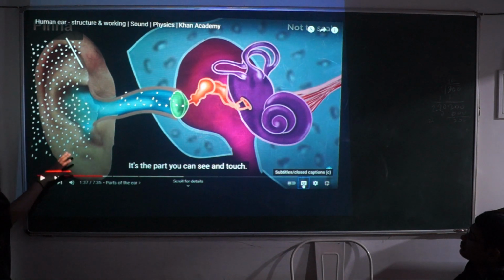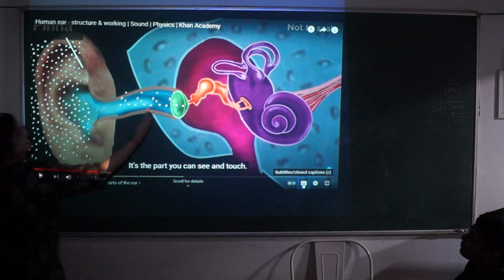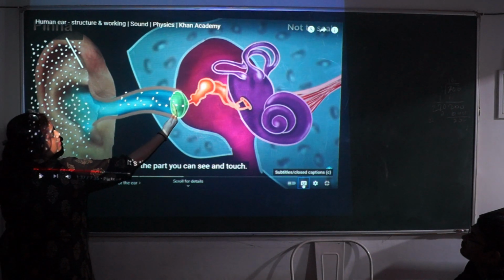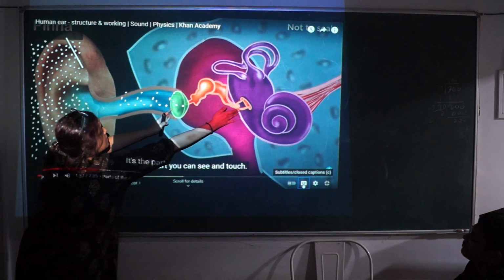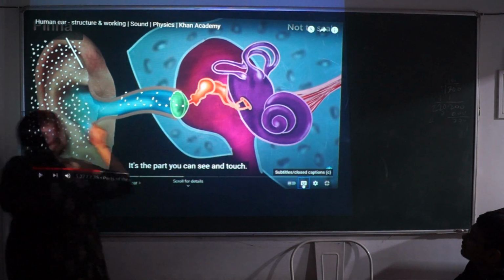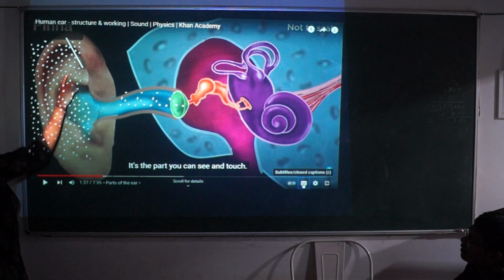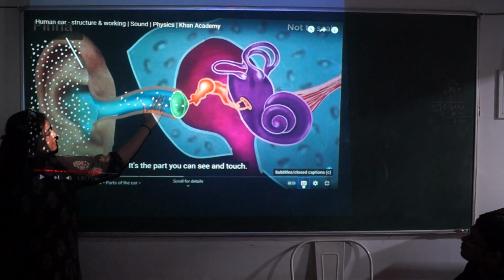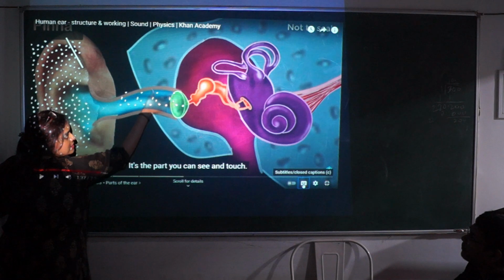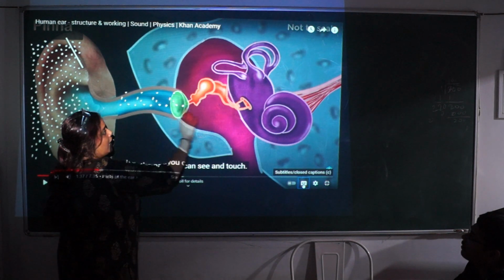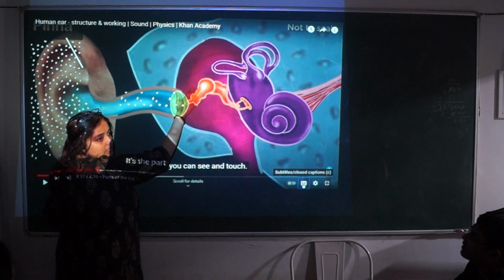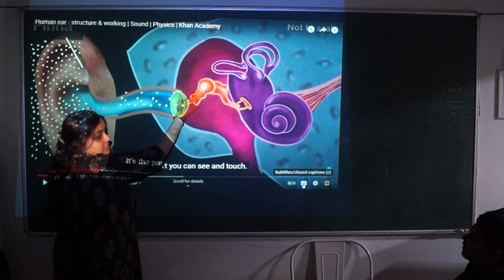Will you be able to recognize the parts? Yes. This region is outer. This one and this one inner. What is this region? This part. Okay. Excellent. And this, ear drum or tympanum. Okay. Are you able to see this? Good. This is called as the malleus.